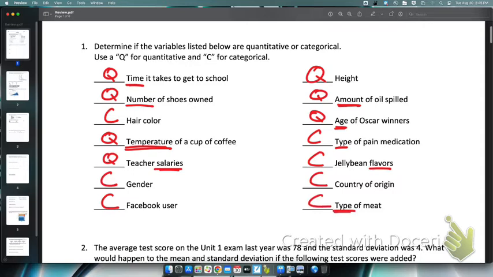So make sure you know the difference between categorical and quantitative. Quantitative, we're measuring or counting. Categories, we're putting people or things into groups or categories.